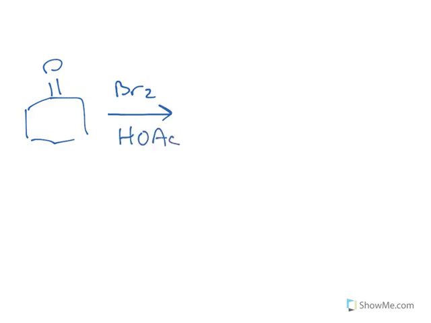Also, we can look at these alpha halo compounds. Let's go ahead and take bromine and acetic acid again. So we're going to get monobromination. Oops, not a benzene ring. Here. Now, if we take a base, we can actually promote what we call an E2-like elimination.